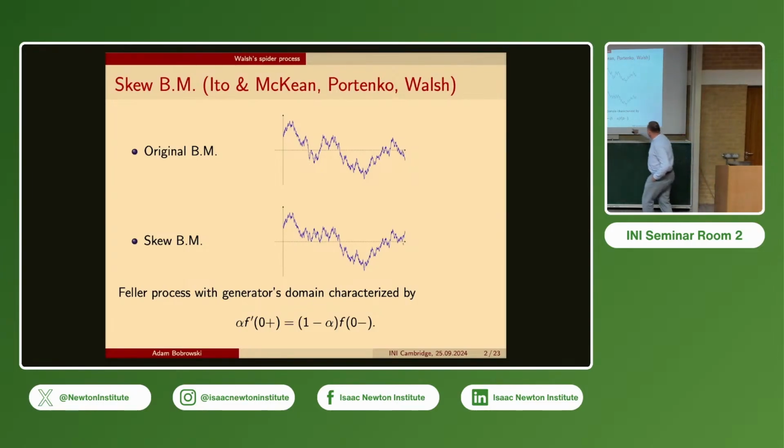Oh yeah, there is a prime missing, yes. Sorry, thank you. Okay, so this construction was given by Ito and McKean, and a couple of years later, Portenko discovered the same process as a kind of generalized diffusion. And Walsh, I will speak about Walsh more in a moment. His paper made this process really famous, and many people started to look at this process in more detail. In Ito McKean, this is just an exercise.